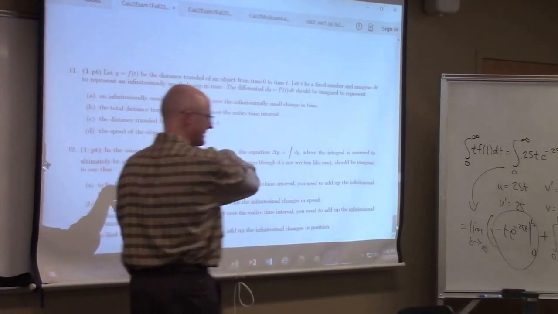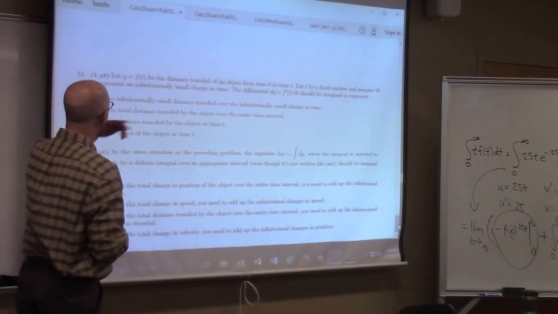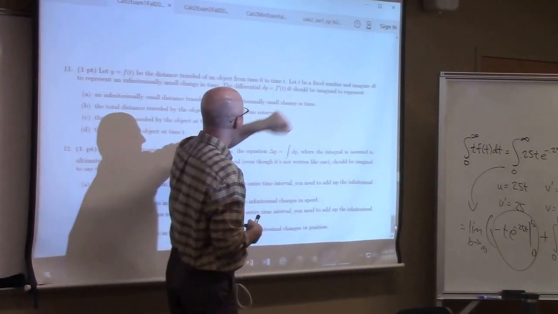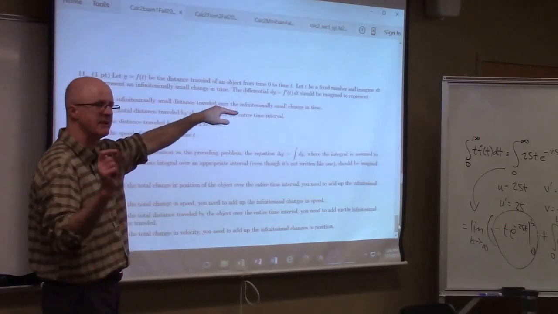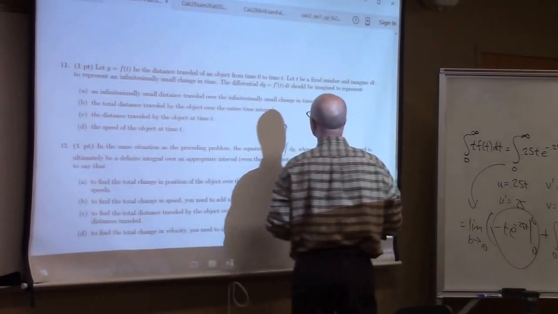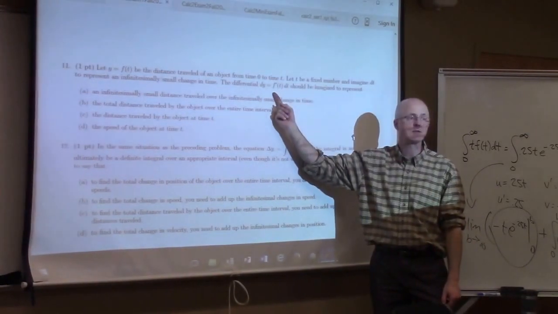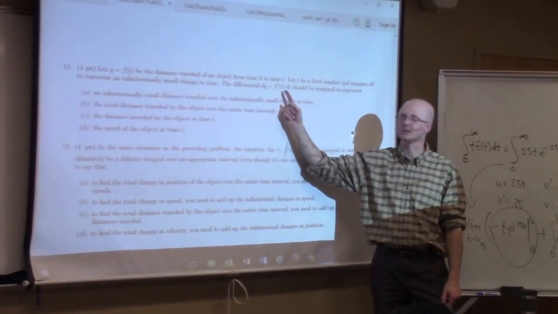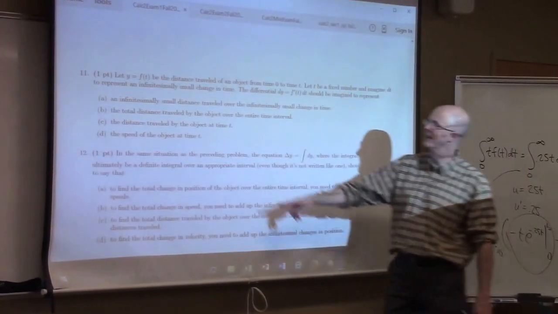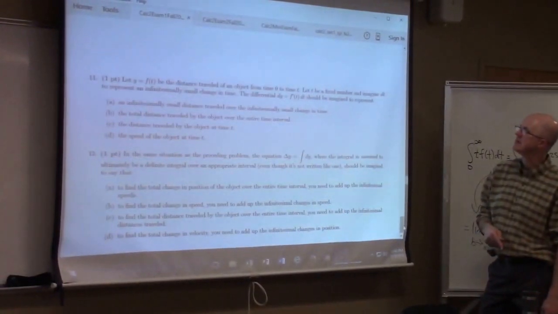So let's look at what the answers to these would be, and then you can think about how you might modify it for a tank with water flowing into it. y equals f of t is the distance traveled. t is a fixed number, and imagine dt to be an infinitesimally small change in time, just an imagination thing. What does this differential represent? That's a tiny change in time. There's the derivative of the distance traveled, that's the speed. This is rate times time, it's distance traveled. So it's the infinitesimally small distance traveled over the infinitesimally small change in time. That would be the correct answer.